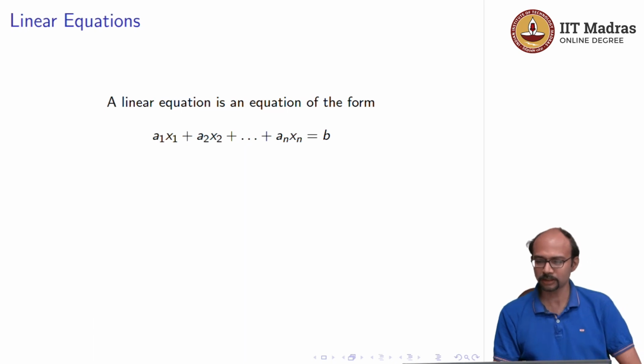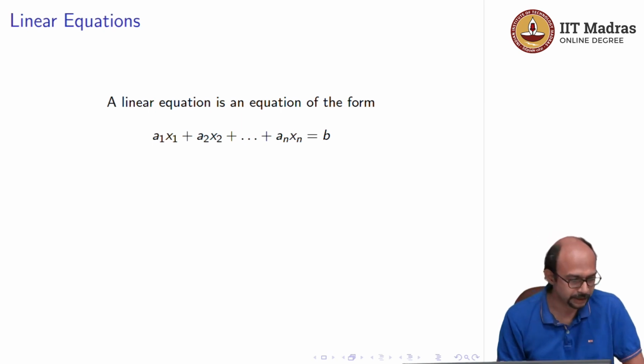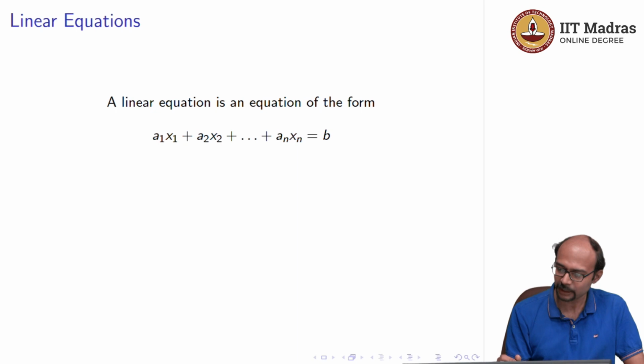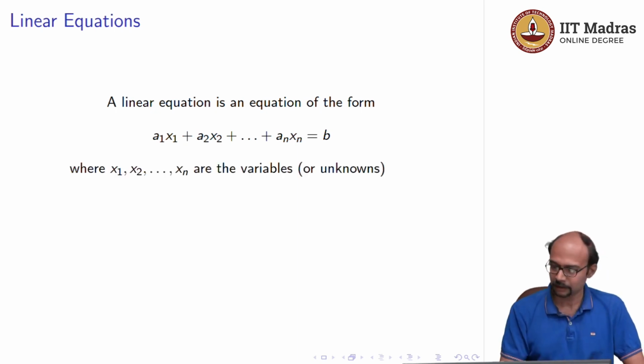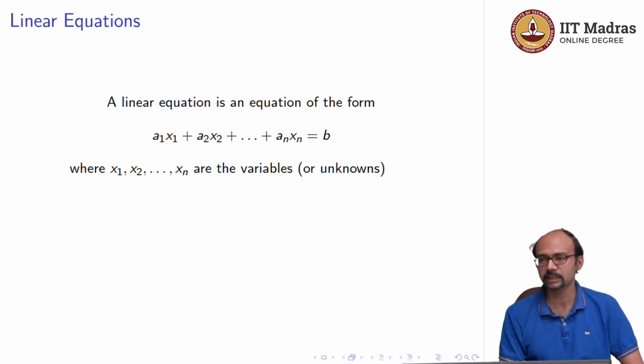So what is a system of linear equations? Before that we have to ask, what is a linear equation? A linear equation is something of the form a1x1 plus a2x2 plus ... plus an xn is b. This is what a linear equation looks like. So what are the x1, x2, xn? These are variables or unknowns, the things that we want to compute. This was like the x, y, z in our previous example.